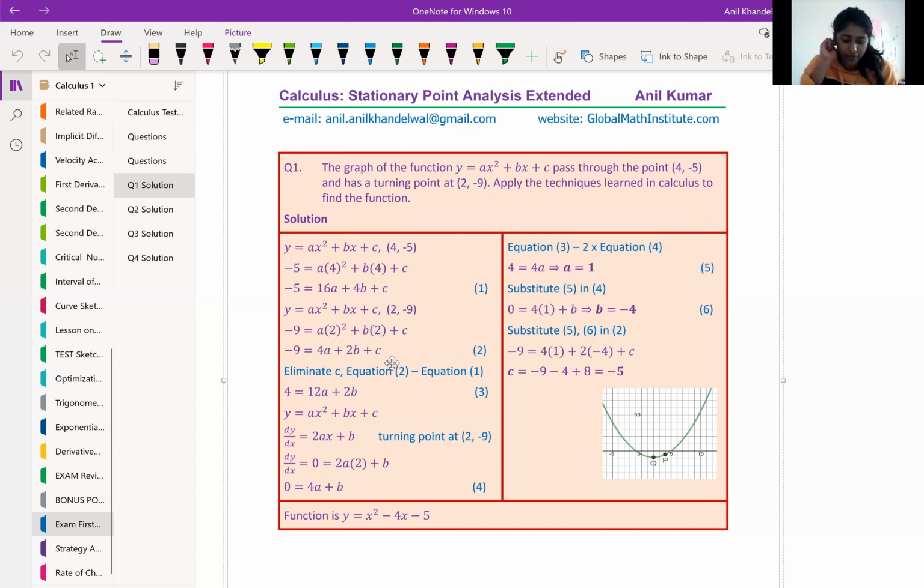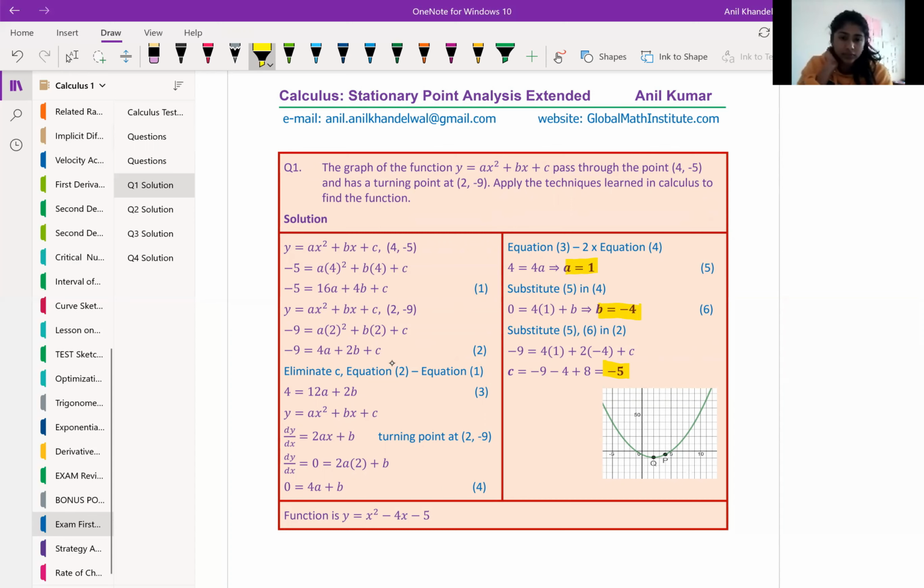So for A, I got 1, B is -4, and C is -5. That's perfectly correct. So you got exactly the same values which we were expecting. Perfect. So here is how we would like to do it. Let me share the solution with you.